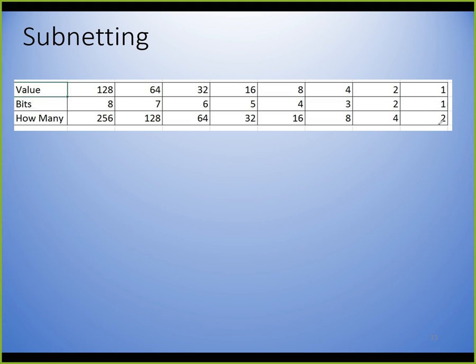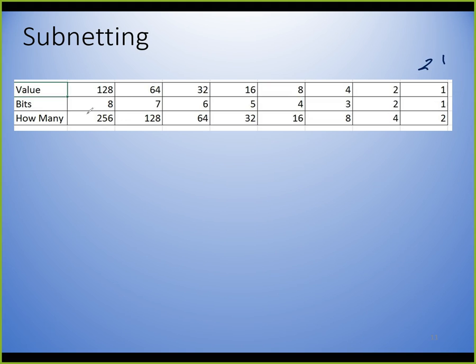We can add how many are available in each of these: 2, 4, 8, 16, 32, 64, 128. This is actually a power of 2. 2 to the 1, any number to the first power, is 2. 2 to the 2 is 4. 2 to the 3 is 8. 2 to the 4th is 16. 2 to the 5th, 32. 2 to the 6th, 64. 2 to the 7th, 128. And 2 to the 8th, 256.